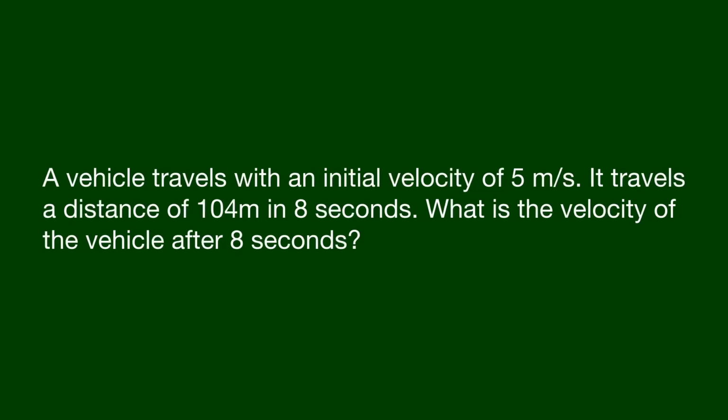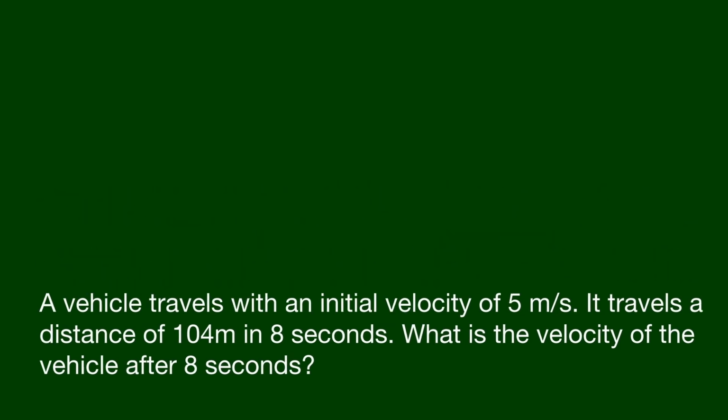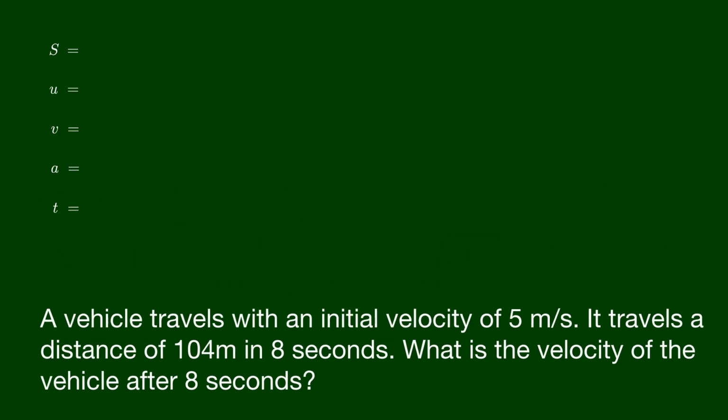A vehicle travels with an initial velocity of 5 meters per second. It travels a distance of 104 meters in 8 seconds. What is the velocity of the vehicle after 8 seconds? We will use SUVAT equations to solve the problem. Let's list down the SUVAT values. The displacement of the vehicle is given as 104 meters, and the initial velocity is given as 5 meters per second. We need to calculate the velocity after 8 seconds. However, we do not know the acceleration.